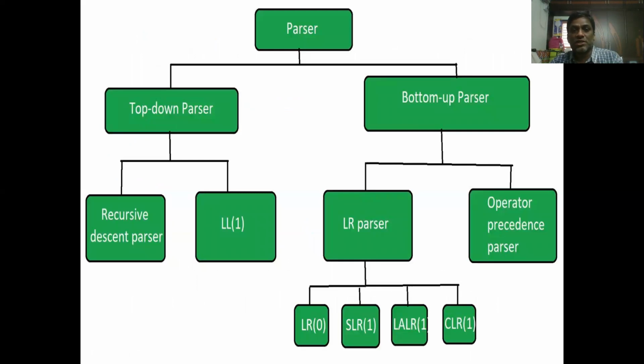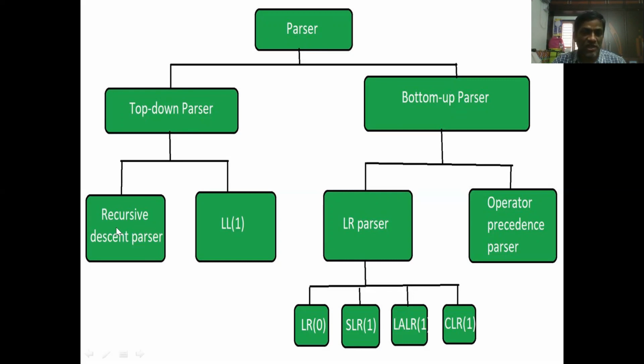Now, this is the summary of the classification of all the parsers. Parsers are classified into two types: top-down parser and bottom-up parser. Top-down parsers are again classified into two types. One is a recursive descent parser and the other one is LL of 1. Please try to remember the other names for these two parsers.